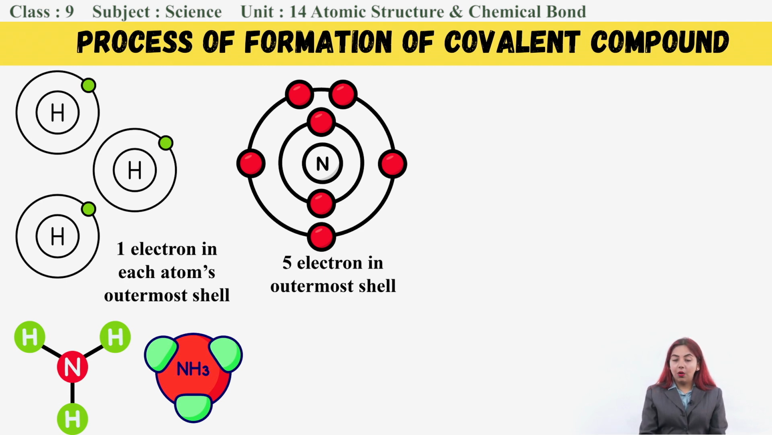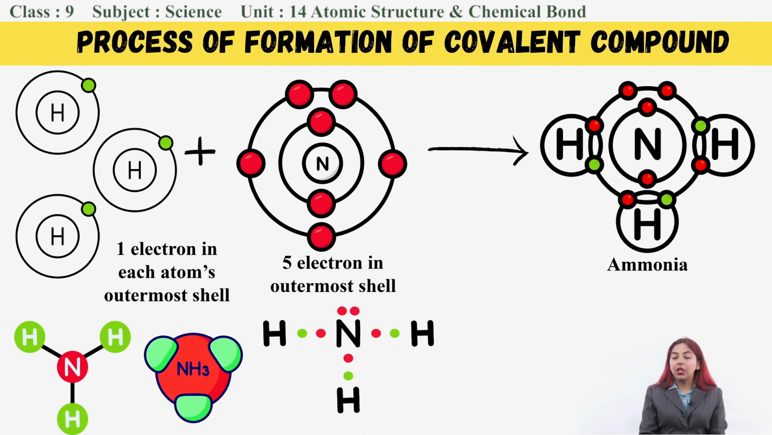So what they all do is share a single electron with each other so that the hydrogen reaches the duplet state, as you can see here, and the nitrogen shares electrons with all of these 3 individual atoms of hydrogen to reach the octet state. Now since they share a single pair of electrons between each other, it is represented by a single straight line, that is a single covalent bond between nitrogen and each atom of hydrogen.